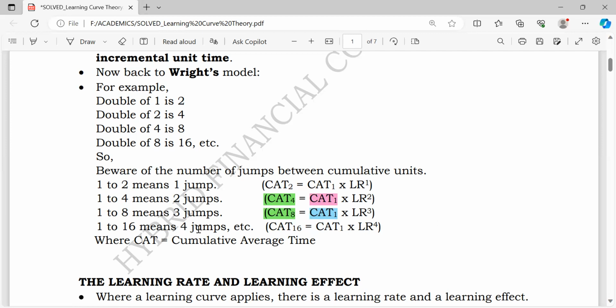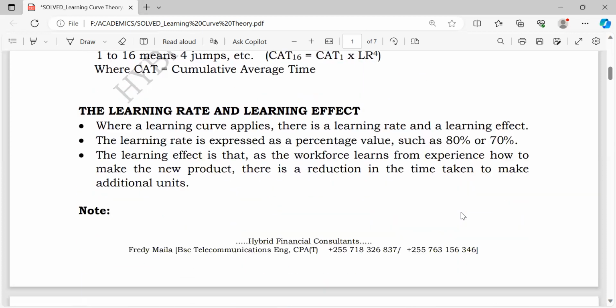So we do the same to 1 to 16. We would have 4 jumps, just like you see here, right? So simply speaking, CAT means cumulative average time. That means if you need to know the cumulative average time for the first 4 units, I will take the time for the first unit, for the second unit, for the third unit, for the fourth unit. I add them together and then I divide by 4. So beware of the weighted average. You can have cumulative total time, but also cumulative average time. All right. So that's what I just needed to show you here.